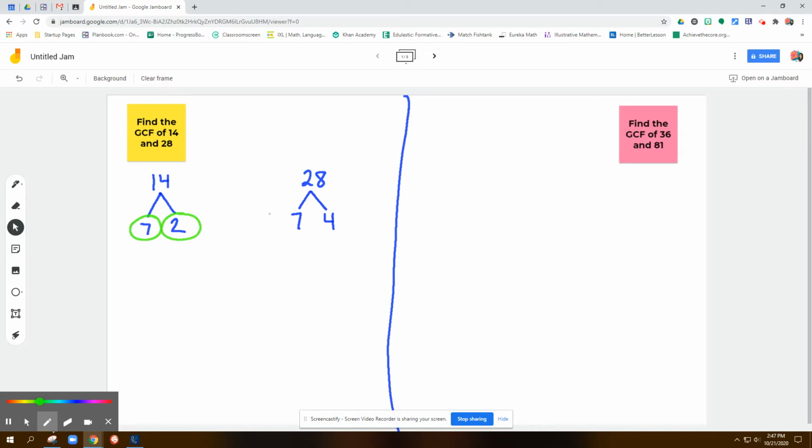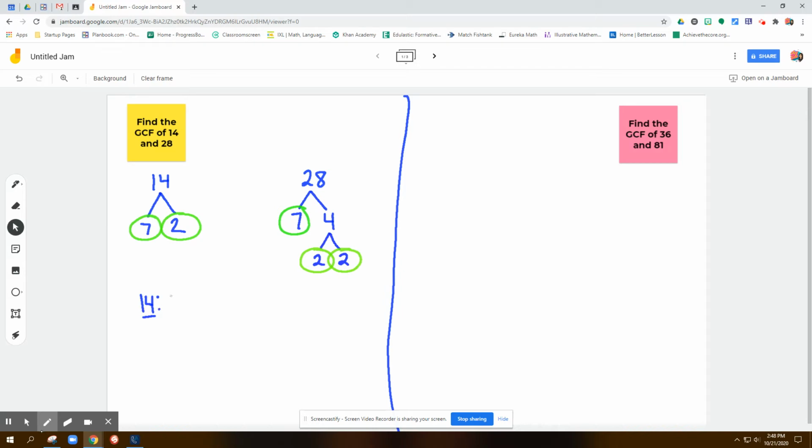Well, I know that 7 times 4 is 28. Well, 7 is a prime number, so I'm going to circle it. But 4 can continue to be broken down into 2 times 2. Well, I know 2 is a prime number, so I'm going to circle the 2s. And as you can see, I have broken down 28 into all of its prime factors, and I have broken 14 down into all of its prime factors. So now I'm going to list them.